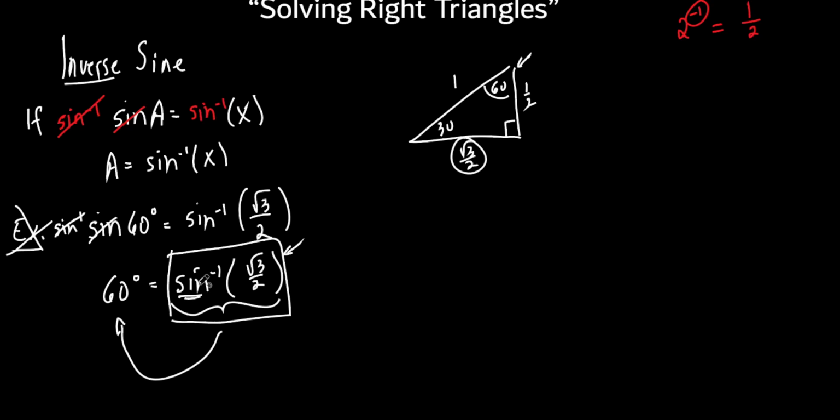All right? Sine to the negative first. On this calculator, now again, everybody's got calculators that are just a little bit different, but for the most part, everybody would hit second function sine. Watch, second function sine. See what it does? It puts sine to the negative first. And then what do we put after that? Square root of 3 over 2.